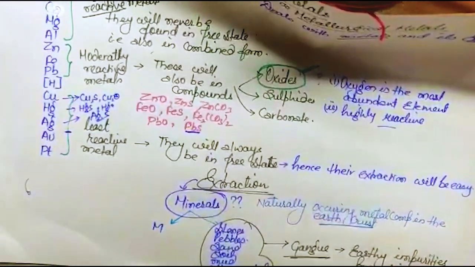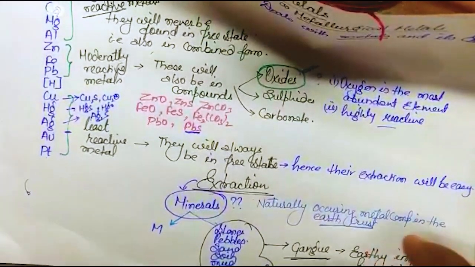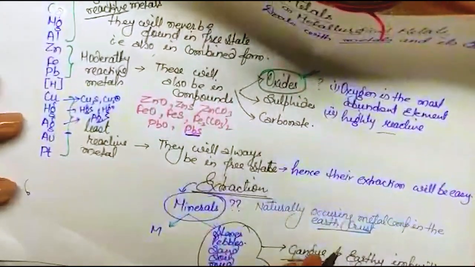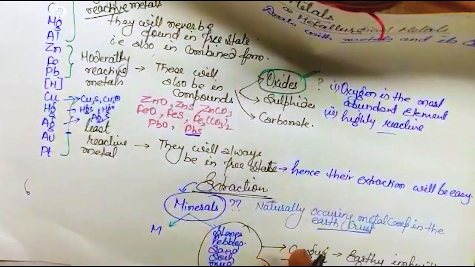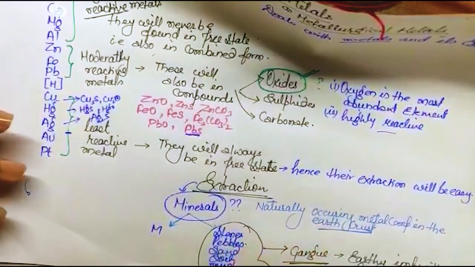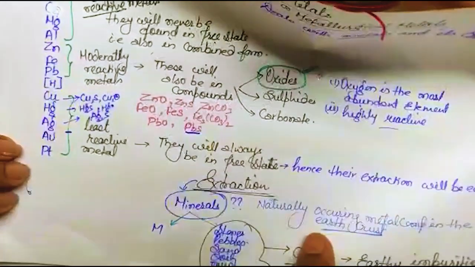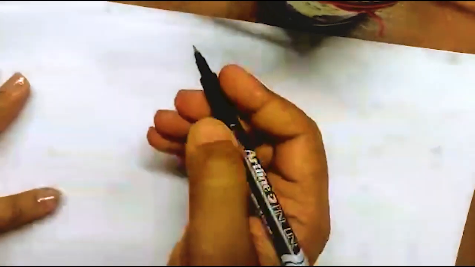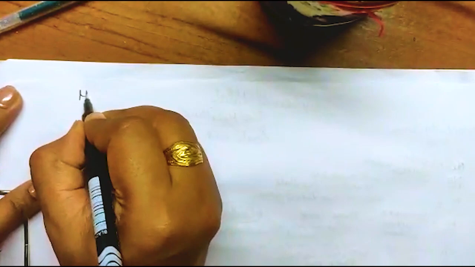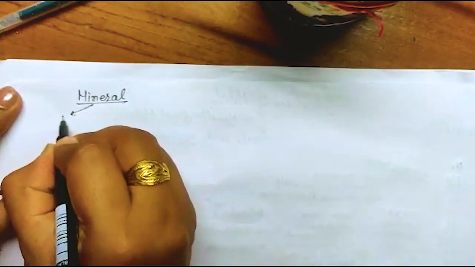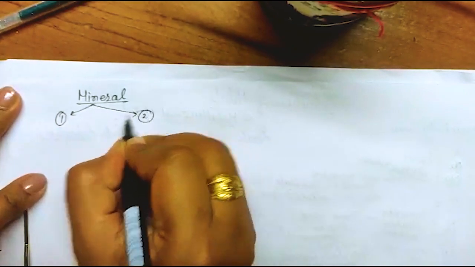So before starting the mineral topic, I want to draw your attention to a very important thing, and that is called ore. Okay, so what is this ore? We will know it by an example. So let's start with an example. Suppose that I am taking a mineral, actually two types of minerals, mineral 1 and mineral 2.